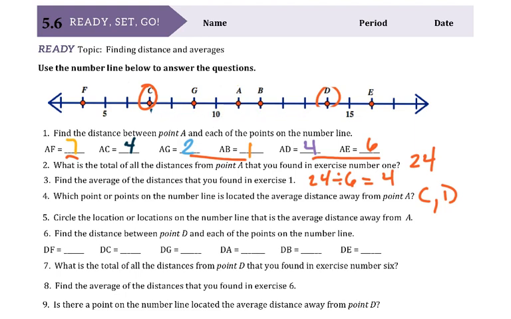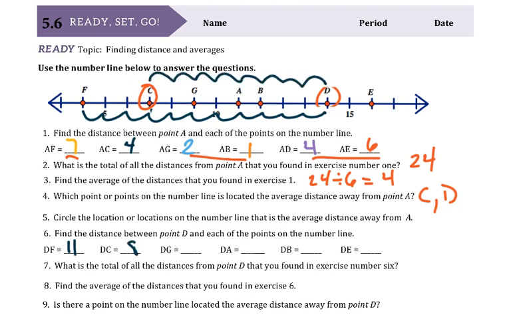Okay, so D to F would be 1, 2, 3, 4, 5, 6, 7, 8, 9, 10, 11. D to C, 1, 2, 3, 4, 5, 6, 7, 8. Okay, D to G, 1, 2, 3, 4, 5, 6. D to A, 1, 2, 3, 4. To B, 1, 2, 3. And to E, 1, 2.